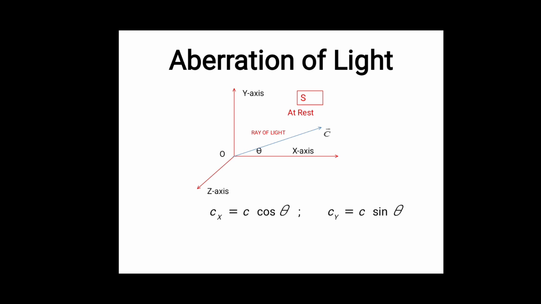Suppose a ray of light propagates in the xy plane and makes an angle theta with x direction with respect to stationary frame of reference S. The velocity of light, c vector, can be resolved into two components along x and y direction as cx equal to c cos theta and cy equal to c sin theta.